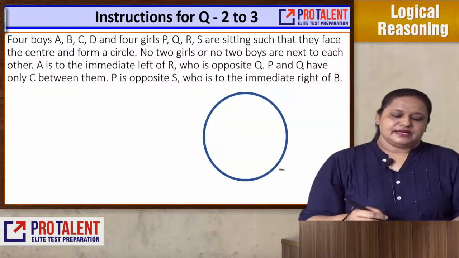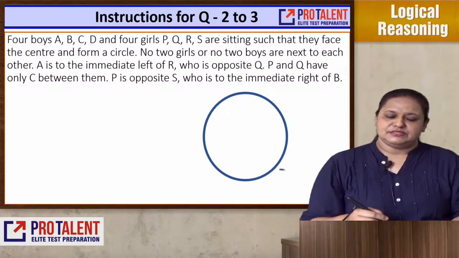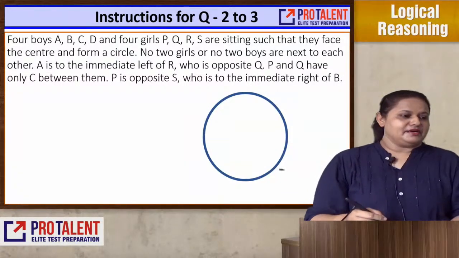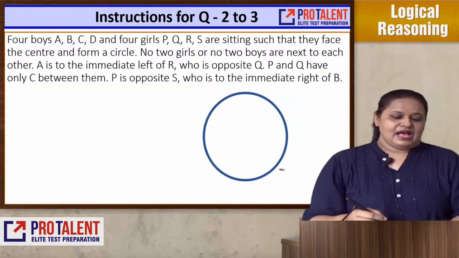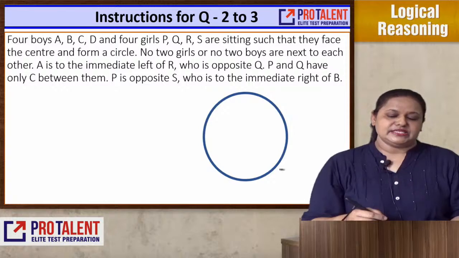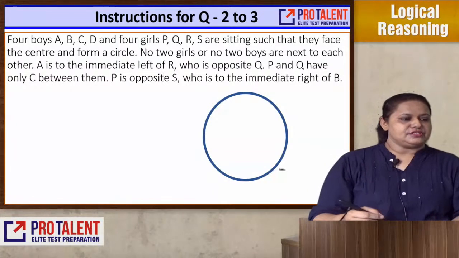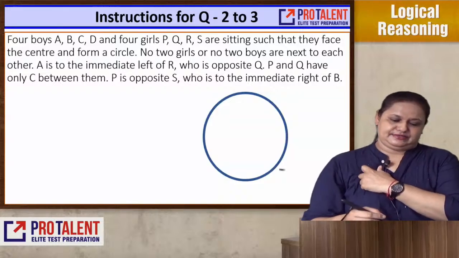So 4 boys are there, A, B, C, D. 4 girls, P, Q, R, S are sitting in such a way that they face the center from a circle, and no 2 girls or no 2 boys are next to each other. Chalo, first you start doing it and then I'll be solving it.